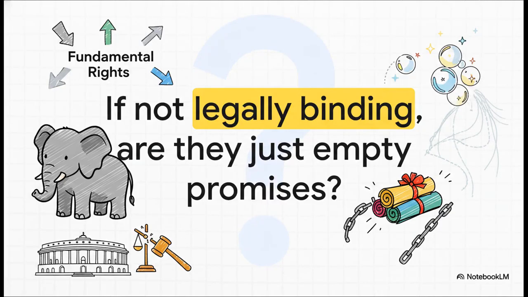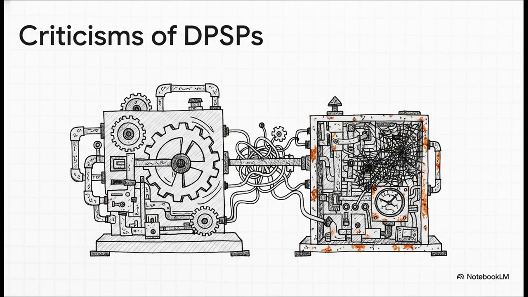But that brings us to the big criticism, right? The elephant in the room. If you can't actually take the government to court for ignoring them, aren't they just, well, empty promises? A nice sounding wish list with no teeth? And you know what? That's a totally valid concern. Critics have long argued that without legal force, they're pretty much toothless.